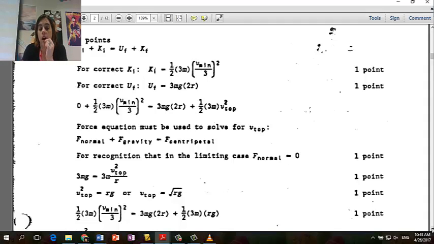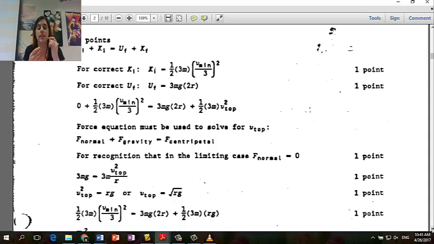So we've also got conservation of energy going on in this problem too. You need to show that at the top, there's no normal force. Here, it's only gravity that's providing the centripetal force. I always like to make that statement, because you never know when it's going to be recognized. Write it down, show that recognition, you get a point.